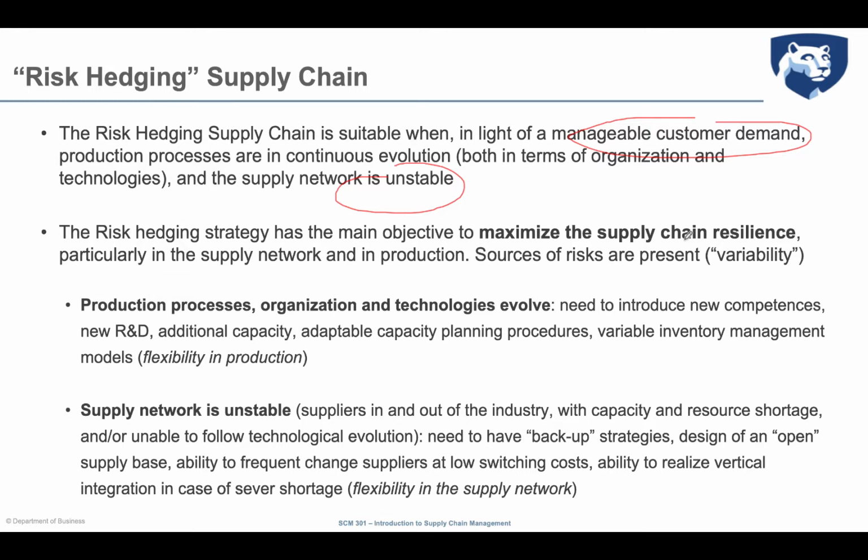But it means that a risk hedging supply chain is a supply chain that is configured in a way that the processes, in particular the production and the supply network, are able to cope with possible variation that can affect this part of the supply chain. Which means that, again, production processes, organization and technology can evolve, and so there is always the need to introduce new competencies, new investment in research and development, additional capacity. When we talk about safety stock, that's the case. Safety stocks are a way to reduce the possible variability that may arise.